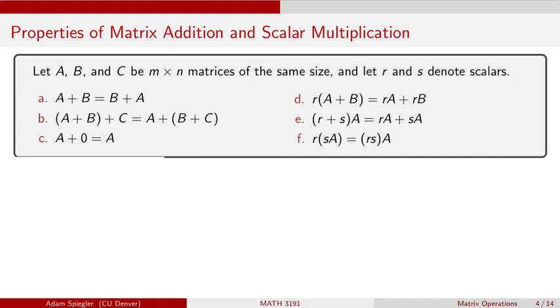And the last property is dealing with the associative property for multiplication here. So if I take the product of s times A and then multiply that by r, that's the same thing as if we were to first multiply the two scalars r and s, and then multiply that by matrix A. So I would encourage you to go ahead and try and verify these properties. They all should follow from properties that we know for addition and multiplication of just individual numbers.